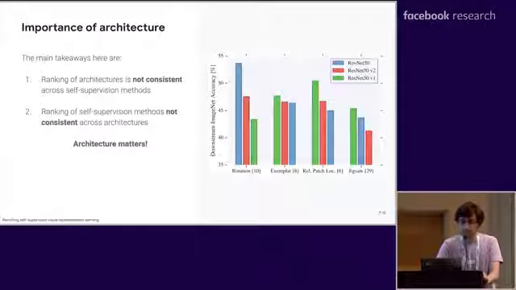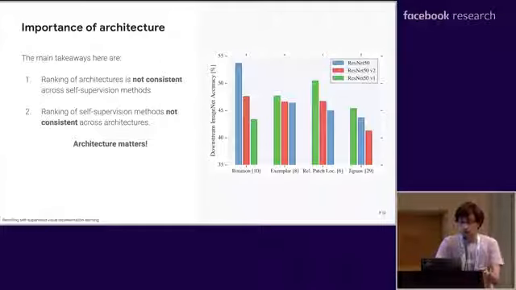The first thing we observe is that the ranking of architectures is not consistent across different self-supervised techniques. For example, if you look at rotation, then it may appear that RevNet is the best architecture, but if you implement relative patch location, then it seems like ResNet v1 performs really well and RevNet is not that good.